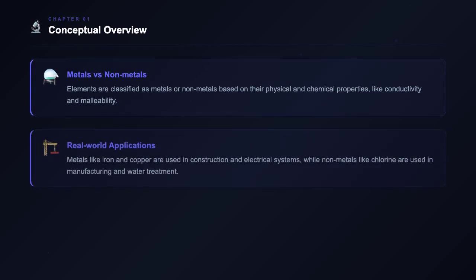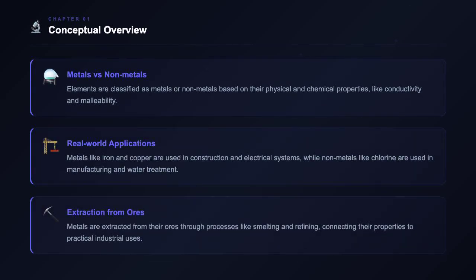This chapter explores metals and nonmetals. It explains how these elements are classified and what makes each group unique. You'll learn about their physical and chemical properties. For example, why metals conduct electricity and why some elements are malleable while others are brittle.